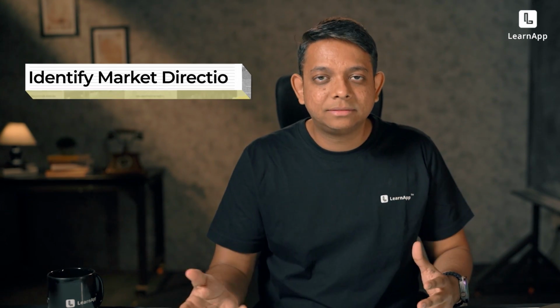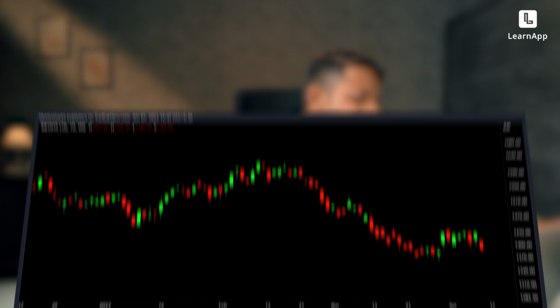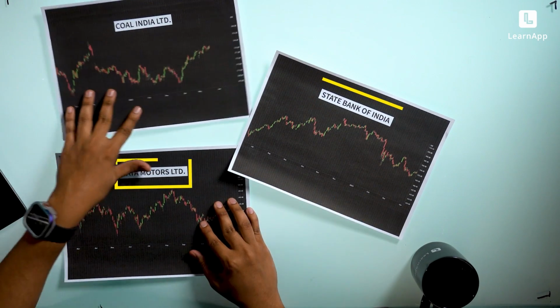The first step is to identify the market direction. Now, basically, you don't want to enter a stock which is going down or just sideways for a long time. So let's see some examples. I have Coal India over here, Coal India and State Bank of India, and we have Tata Motors.